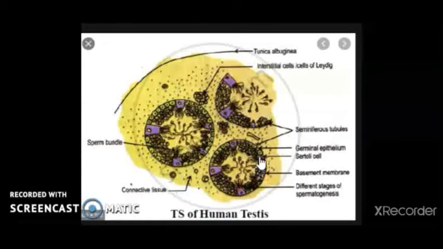The interstitial cells are also called Leydig cells. These Leydig cells lie in between the seminiferous tubules. They secrete the most important male hormones, androgens or testosterone.